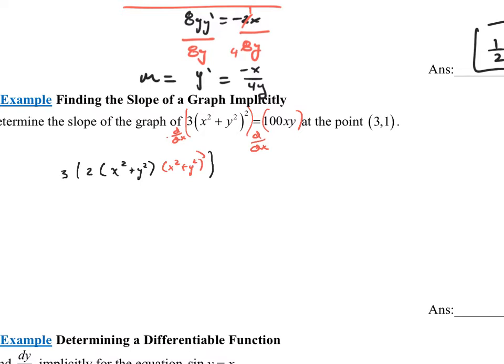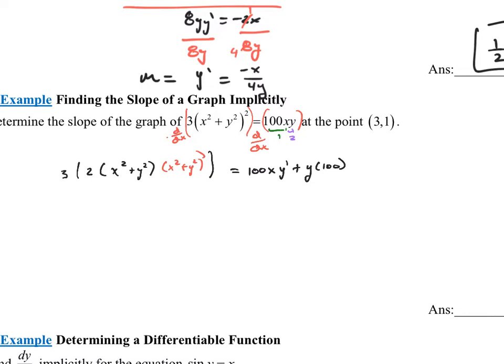Okay, we'll do that in a second. And then that's going to be equal to, well, again, here we have a product rule. 100xy is a product rule where the first function is 100x and the second function is y. So if we want to do the derivative of that, it's going to be the first, which is 100x, times the derivative of the second. The derivative of y would be y prime, plus the second, which is y, times the derivative of the first. The derivative of 100x is 100.